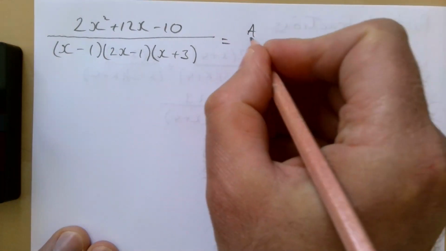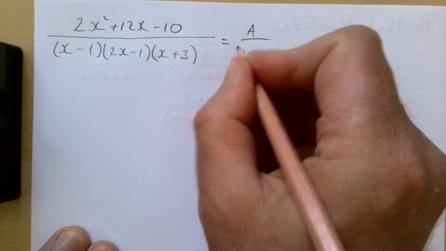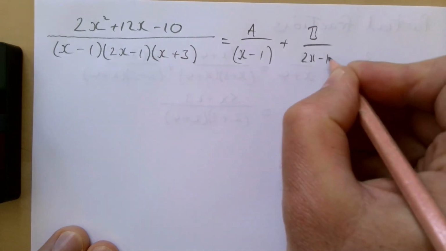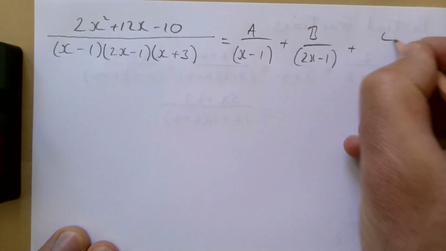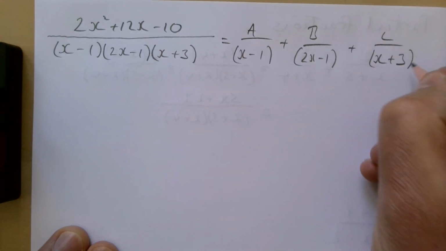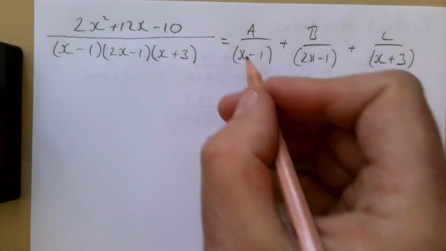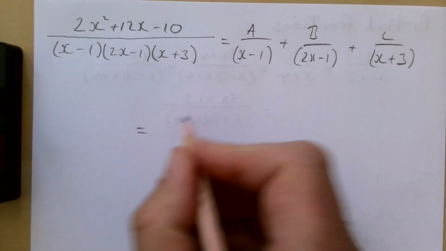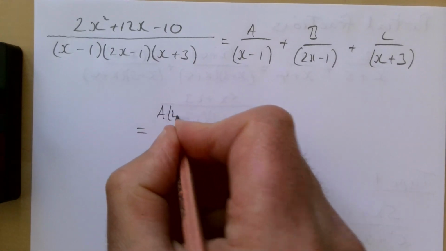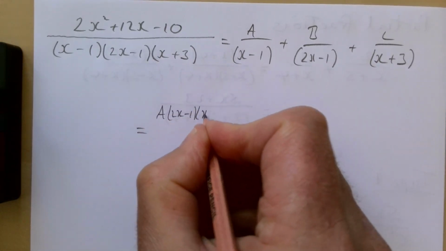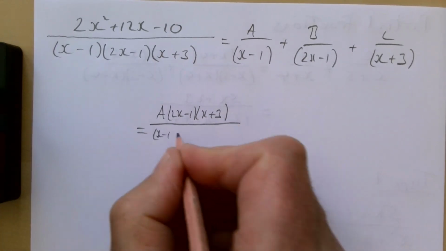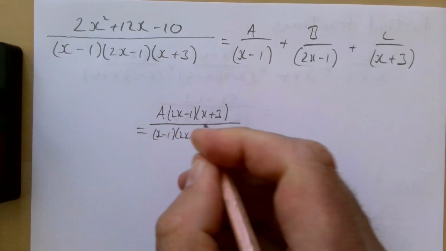We're going to have a over x minus 1 plus b all over 2x minus 1 plus c all over x plus 3. Stick a bracket around here. We need to try and find the common denominator. We have a bit of writing here, so hang in there with me. We're going to times top and bottom of this one by these two factors here. So it's going to be a upon (2x minus 1)(x plus 3) all over (x minus 1)(2x minus 1)(x plus 3).